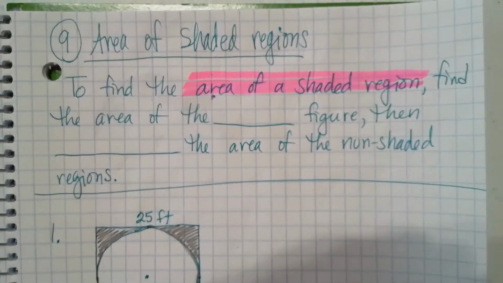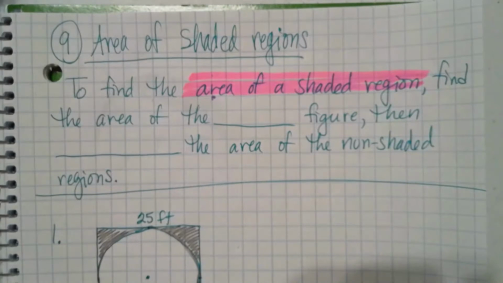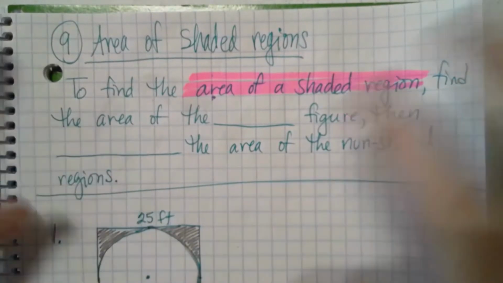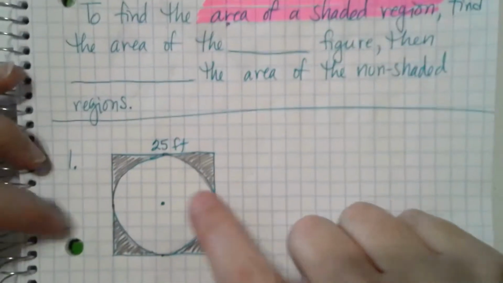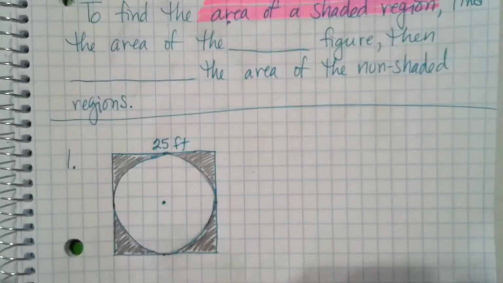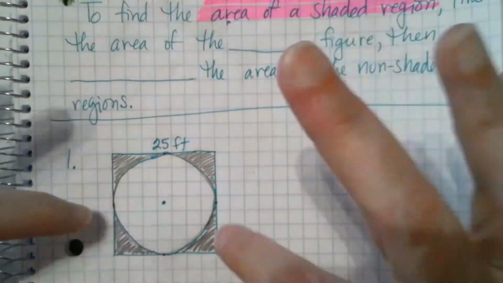Hey y'all, today we are looking at the area of a shaded region. Last time we looked at the area of a composite figure where we took a whole bunch of smaller figures and pushed them together. Today we're going to look at a shaded region, which means our two shapes are actually inside of each other, or even have more than two shapes if we want to.